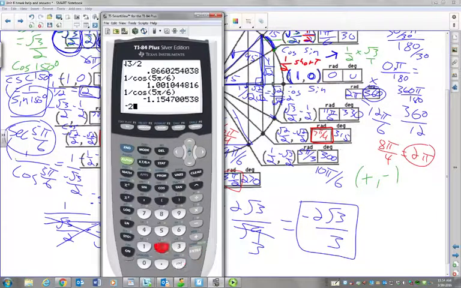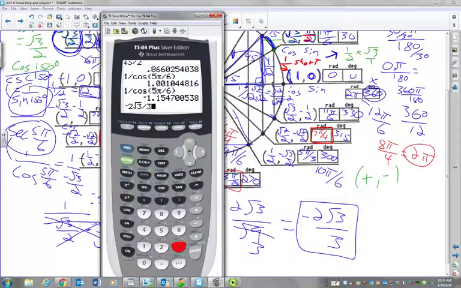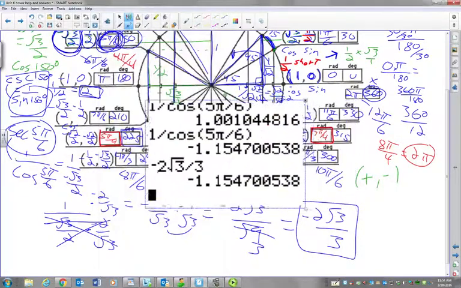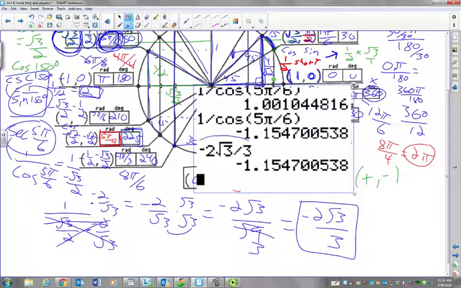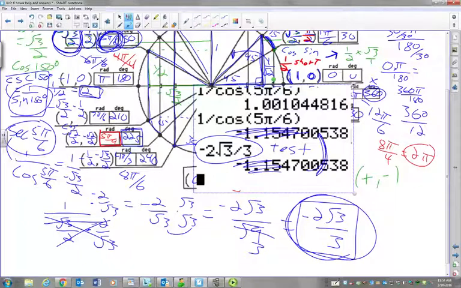Negative 2 times radical 3 divided by 3. Bam! So there you go. We just see here that negative 2 radical 3 over 3 is the correct answer. That's what you have to put on the test. This is your test answer, not the decimals. But the decimals prove that they're equal to each other, but you definitely have to put the exact answer. So the decimals are equal to each other, which is good. That means you did it right, but you are going to have to put negative 2 radical 3 over 3 for your test answer.